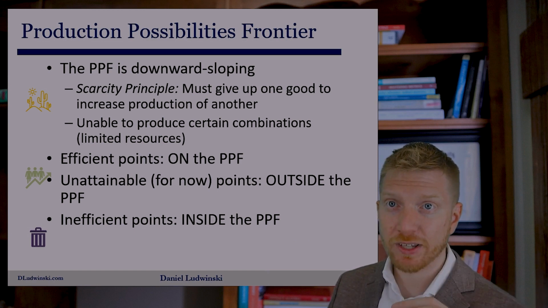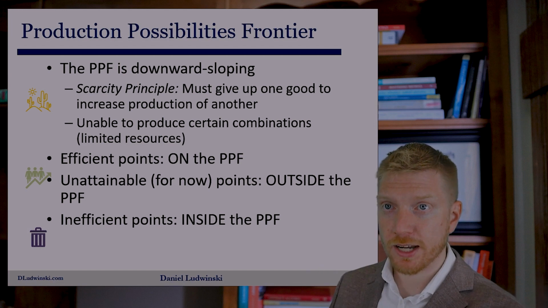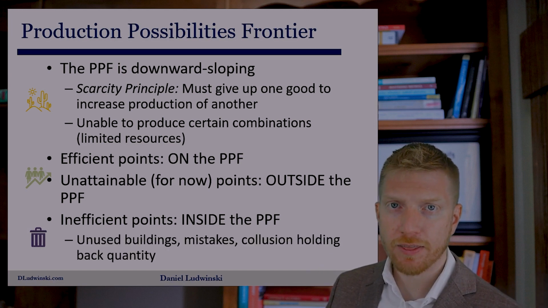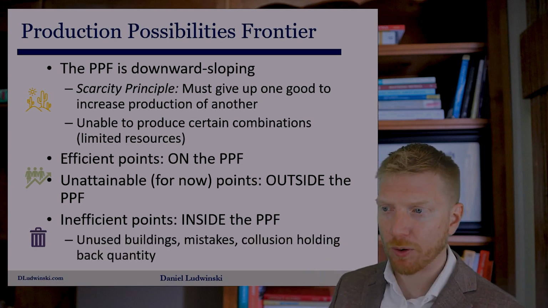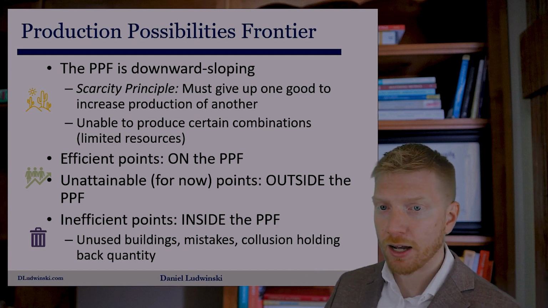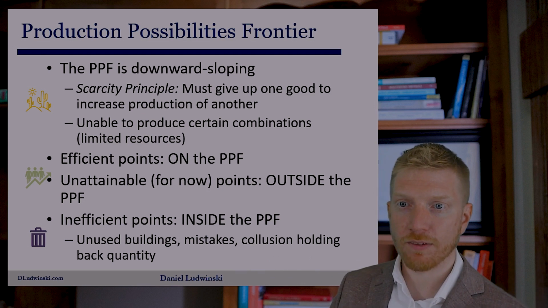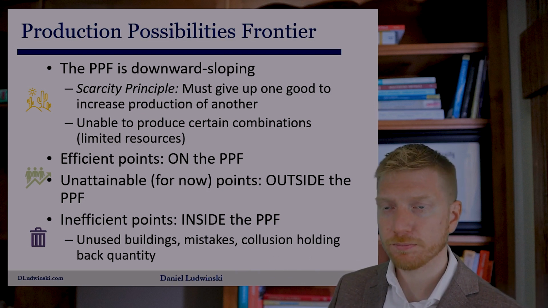When we naively combined Burton-Erny's production, we were producing inside the efficient PPF. It was attainable but inefficient. This in the macroeconomy can be when we have unused infrastructure such as buildings or factories. It can happen if we're making mistakes, unemployment, things like that. Businesses sometimes collude and hold back quantity. That can lead to an inefficient production point as well.